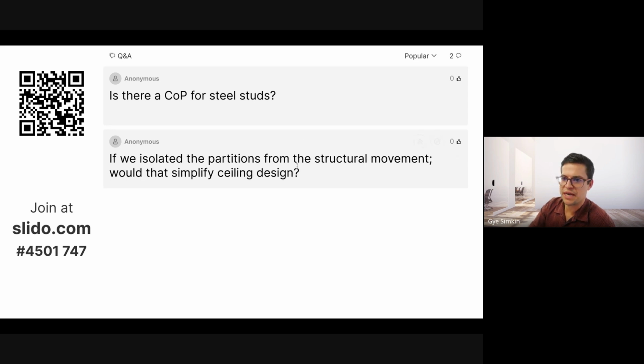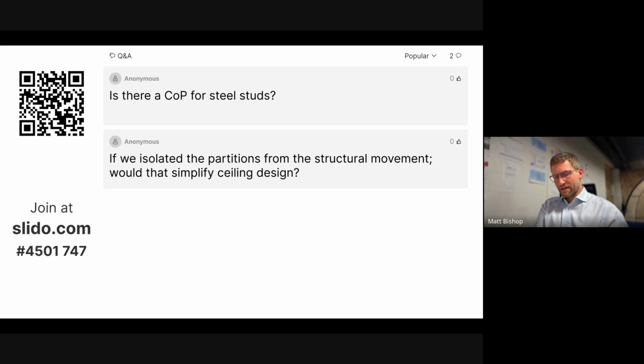With the top question there, Matt, is there a code of practice for steel studs? No. There is an AWCI partitions code of practice that's there.